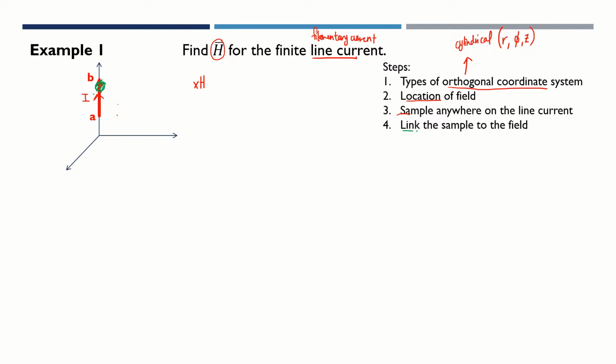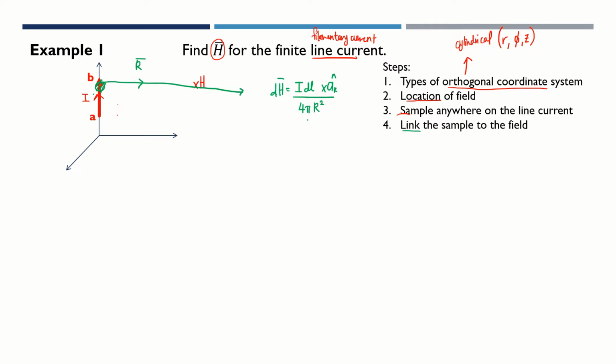Then link the sample to the field. You link this sample to this particular field point, and this will be your R unit vector. Now the formula using Biot-Savart says dH, the magnetic field of the sample element, is equal to, since this is a filamentary or line current, I dl cross product unit vector R over 4 pi R squared. This is the formula of Biot-Savart.